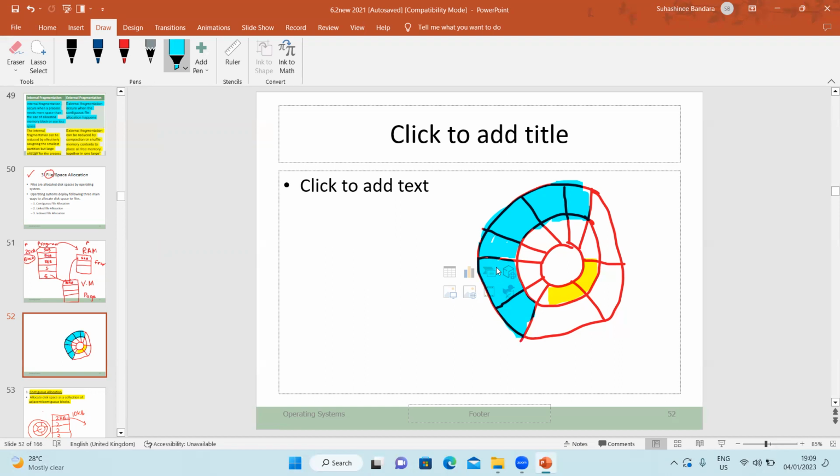Okay? So if you are saving 5 blocks as a group, we call it as a contiguous file allocation.